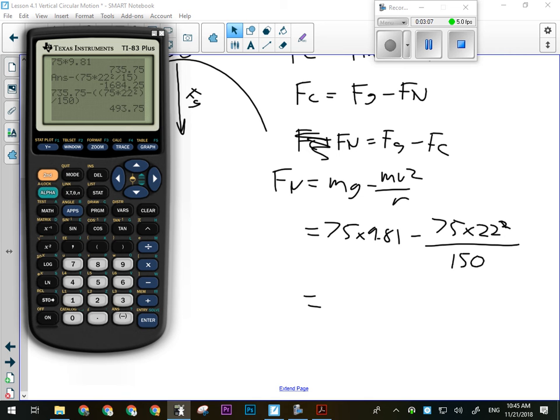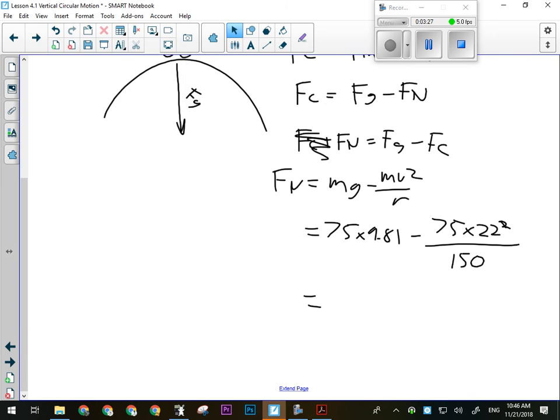We got 4.9 times 10 to the 2 newtons. So, does that person feel heavier, lighter, or normal? Lighter. They feel a little bit lighter than normal because normally they would feel this heavy, 735.75 newtons. So that gives you that sensation that we sometimes get when we go over the top of a vertical circle.